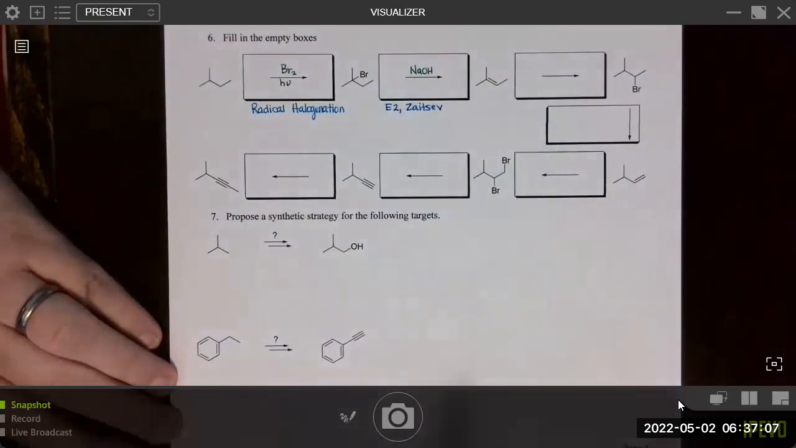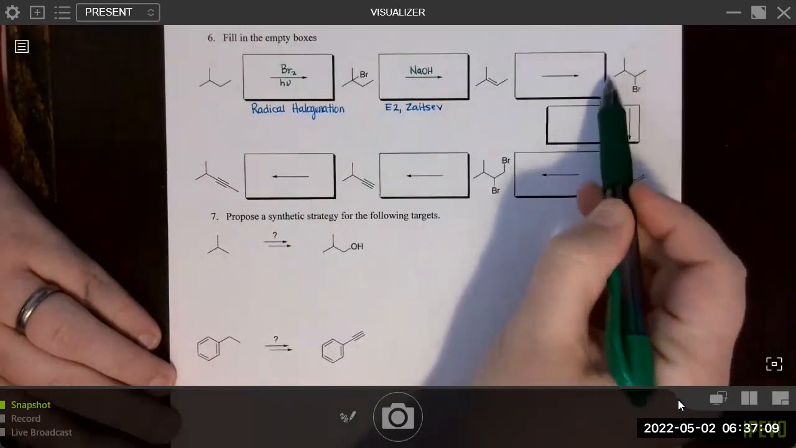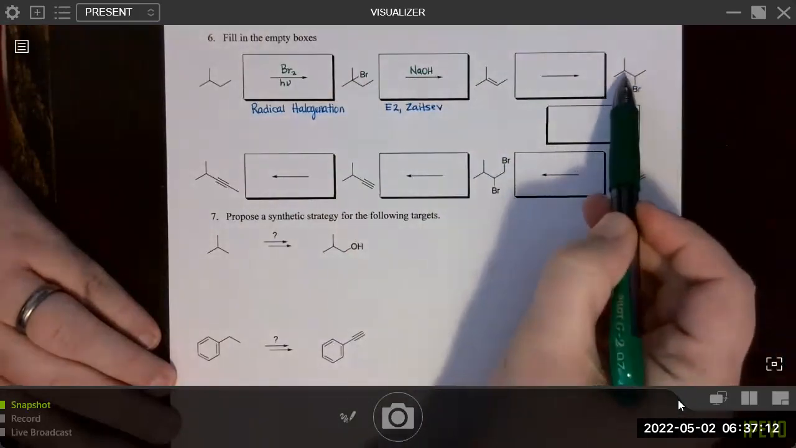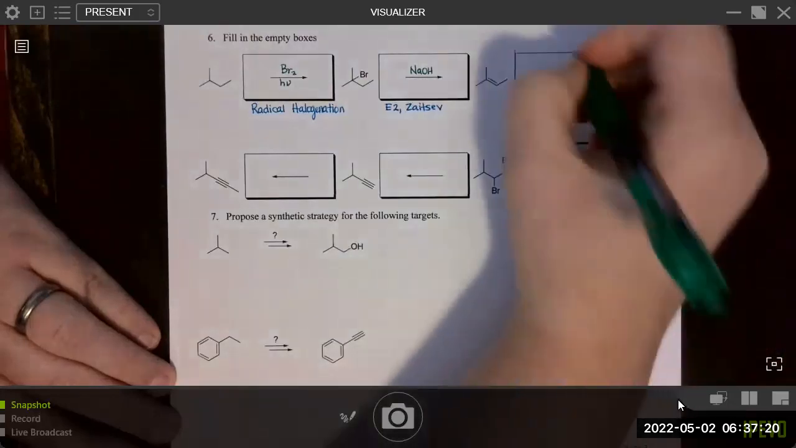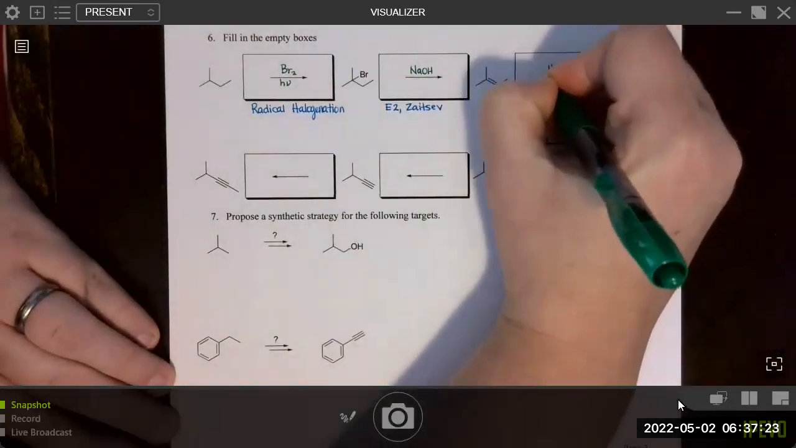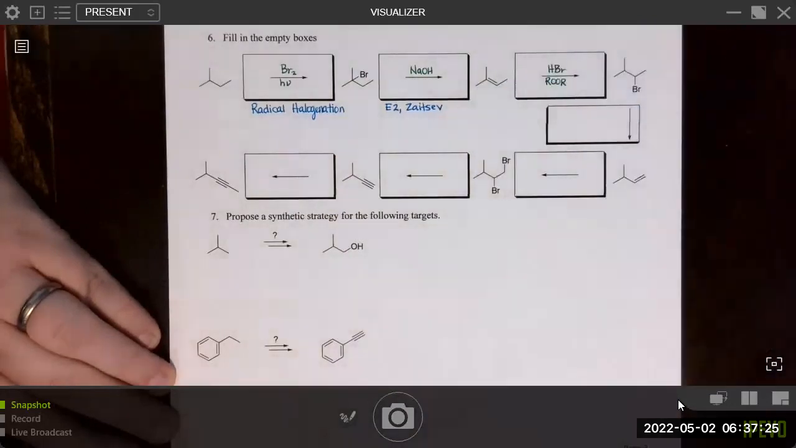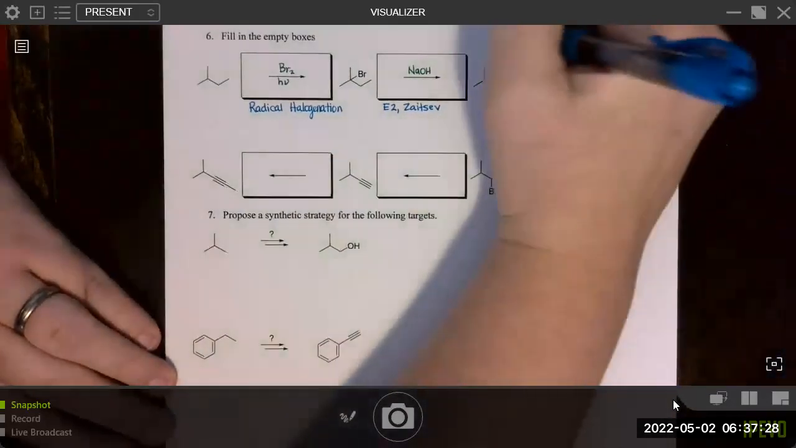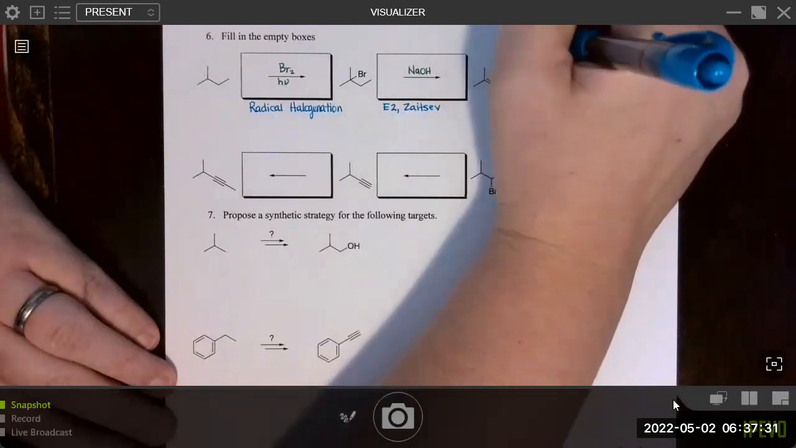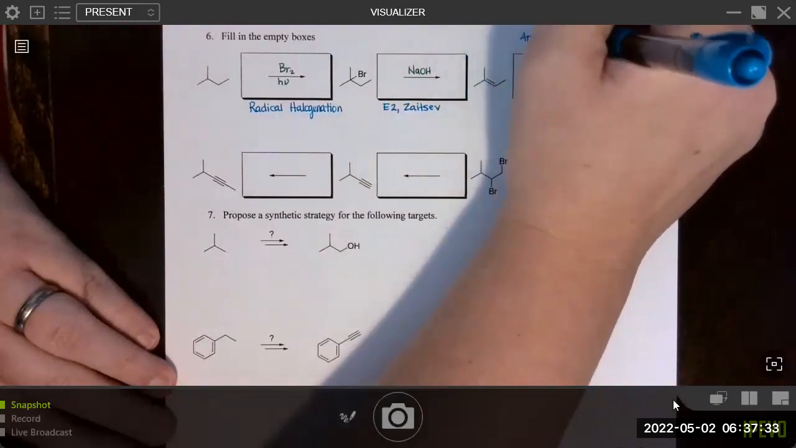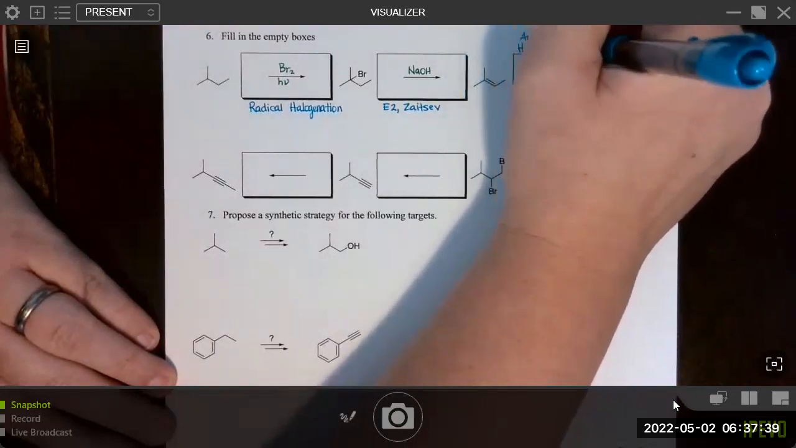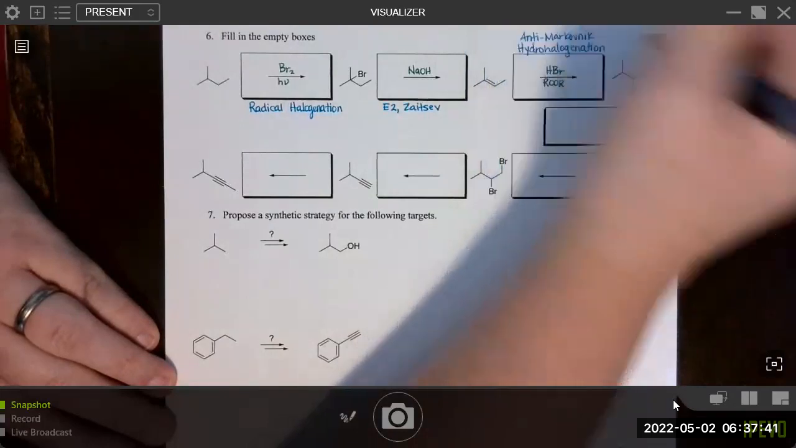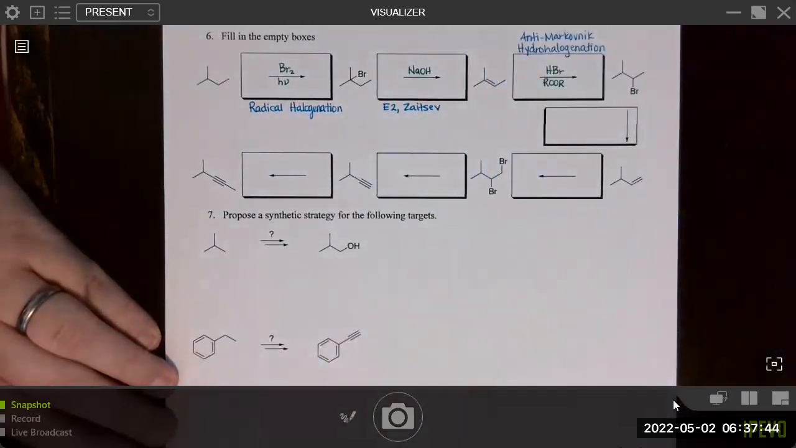Next, we want to do an addition reaction to go from the alkene to the alkyl halide. We want to add H and bromine, so HBr across the double bond. And we want it to go anti-Markovnikov. Recall that if we add HBr with peroxides, we can do anti-Markovnikov hydrohalogenation. All right.